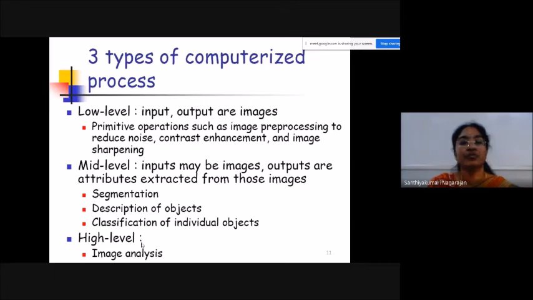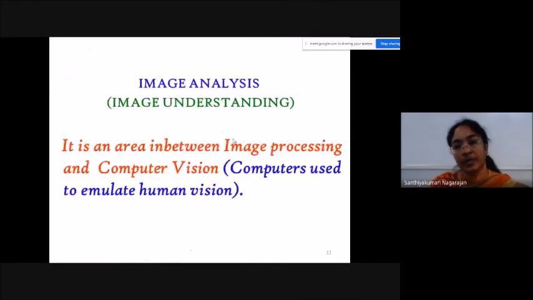Then high-level processing of the image comes under image analysis. Once you know what elements and details are present in the nose of a baby, we come to know what the contents are, what is needed for further analysis, and what is not needed for further analysis. Such a level of processing is referred to as high-level processing, namely image analysis. The area between image processing and computer vision is similar to that of a human.